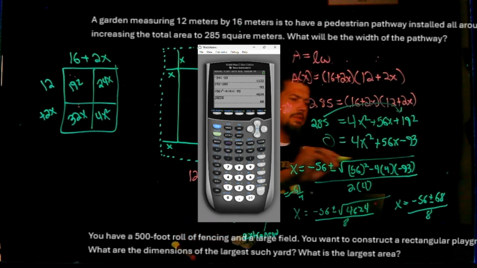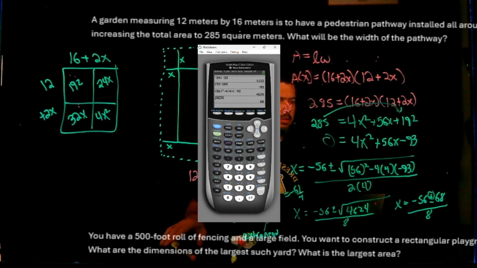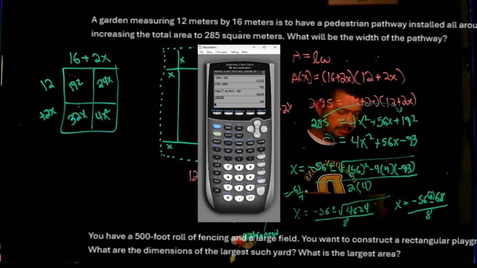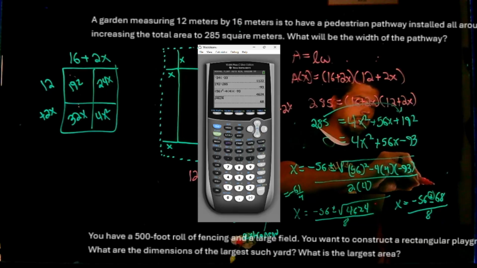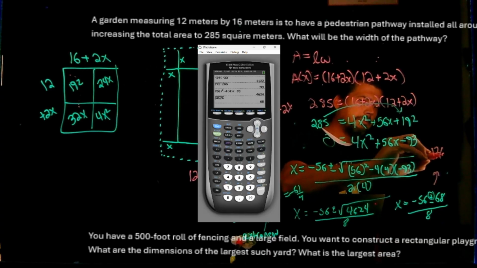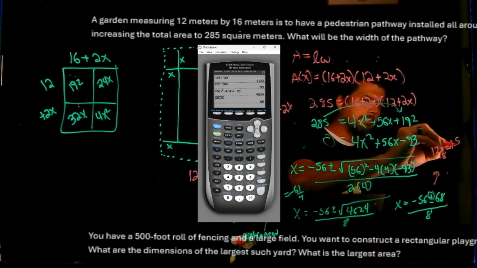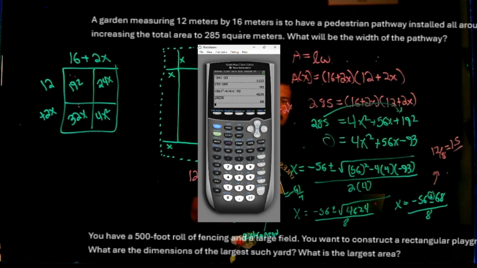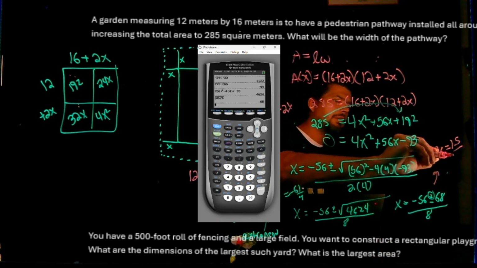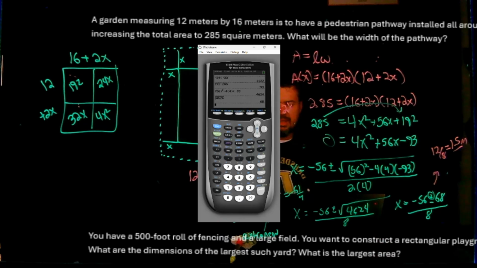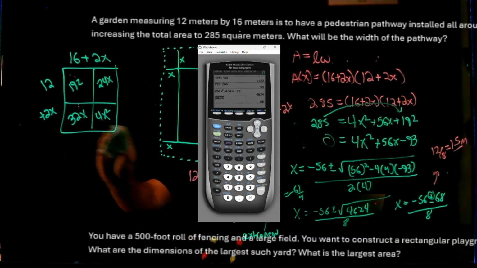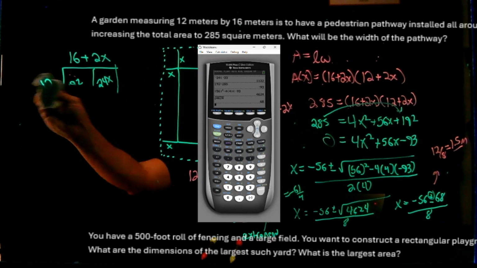The only one I'm actually interested in is the plus. If I do negative 56 plus 68, I get 12. I divide that by 8 and I get a real world measurement of 1.5. So it turns out the width of the pathway is 1.5 meters. And it is in meters, by the way. Not necessarily too hard of a problem, but I had to use a calculator on it because I'm that tired.